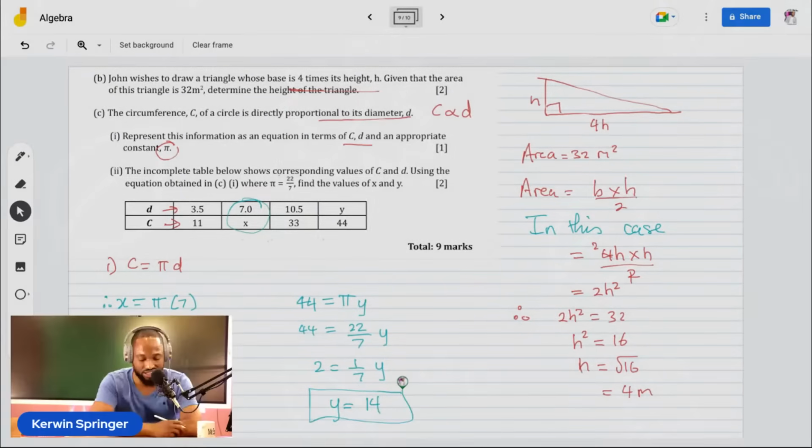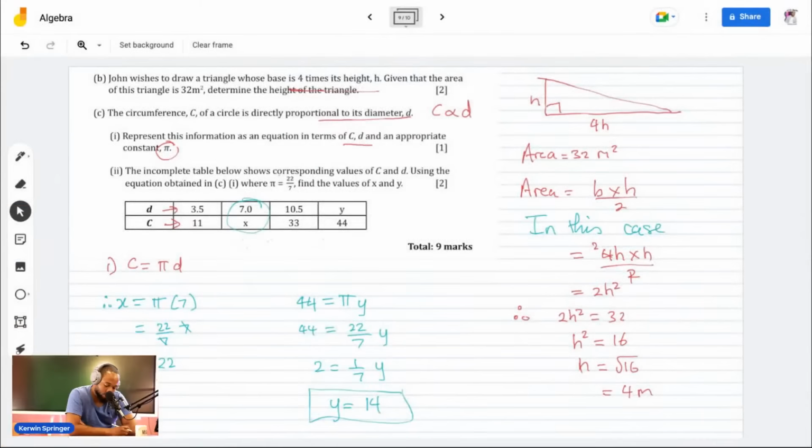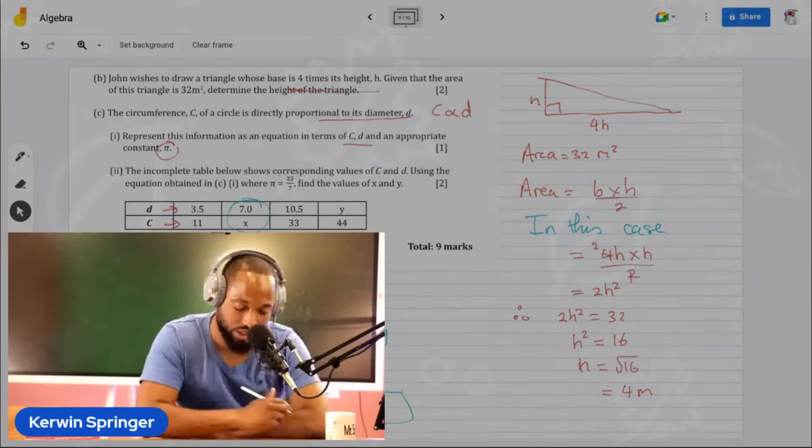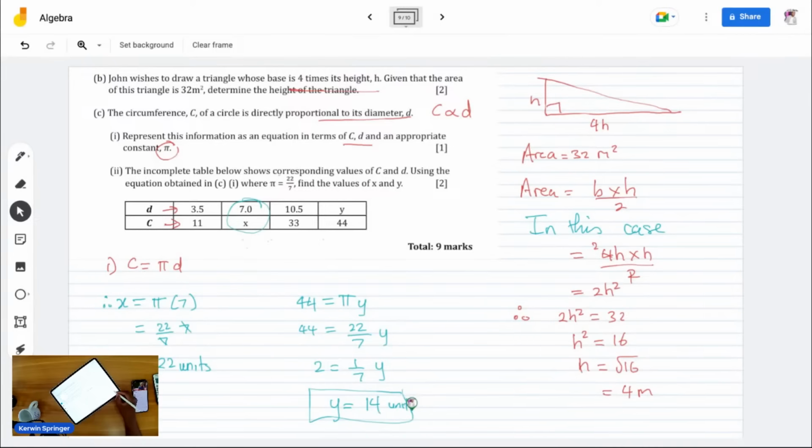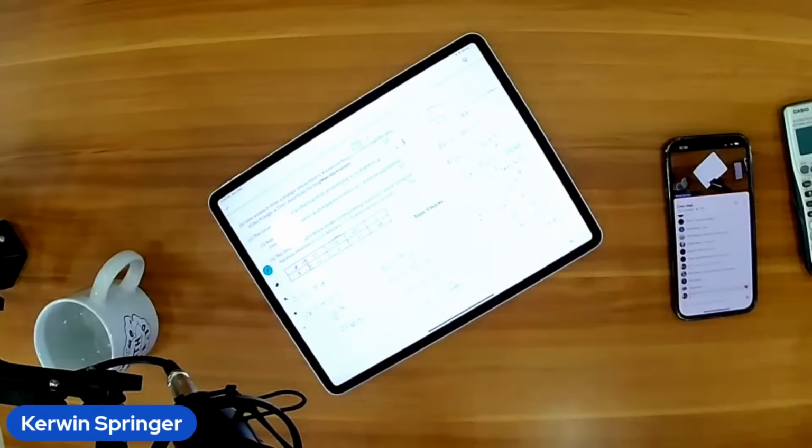At the end of the day, you could go and check it out and make sure. You bring across the 7, divide by 22, 2 by 7. Yeah, y is 14. Let me put some dimensions just in case. There were no dimensions given, so I will just put units to make the thing look nice. Did I put my dimensions here? I did. One more question, please. One more for the road.